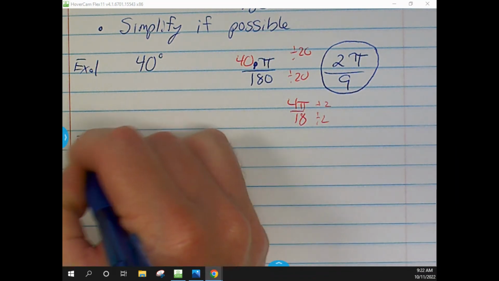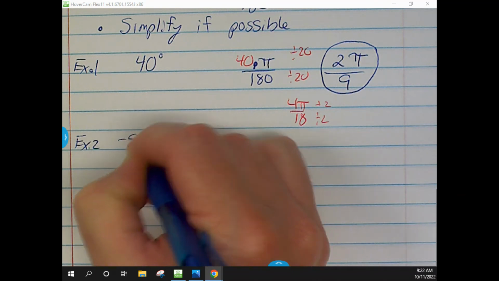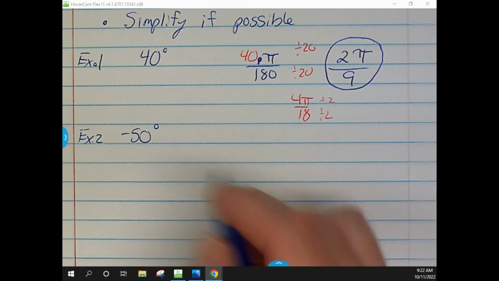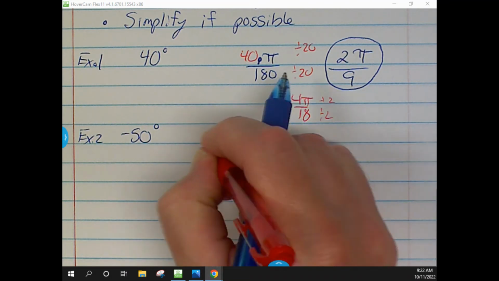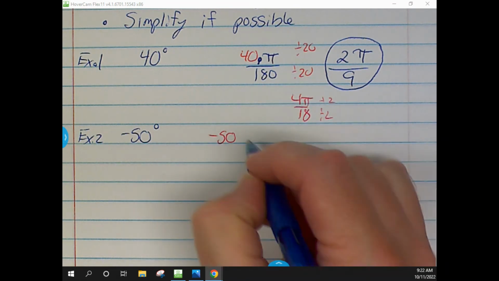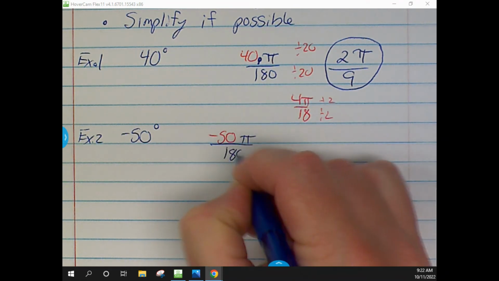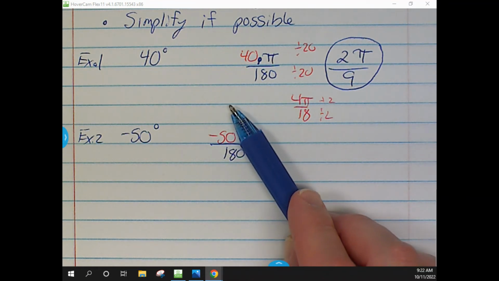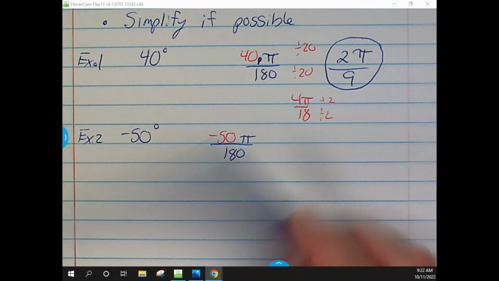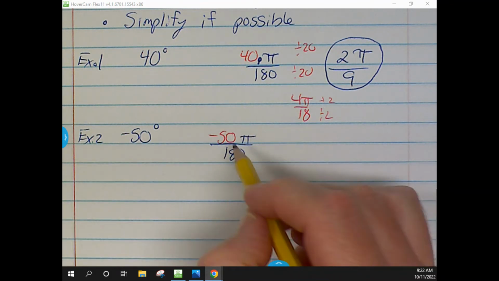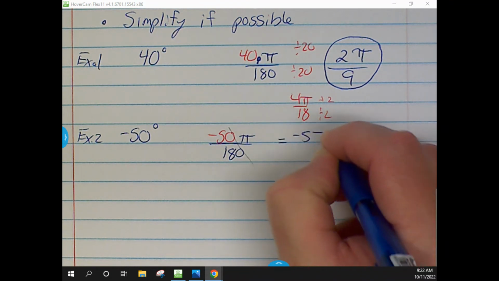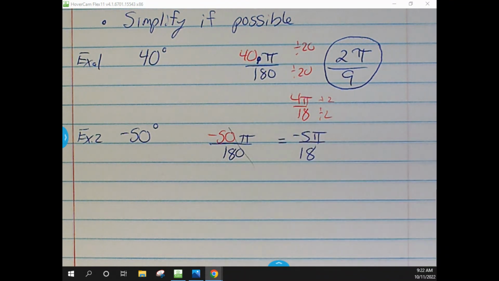And usually somebody says, what if it's negative? Well, don't be scared of it. I know we're coming from Halloween, but don't be scared of negative numbers. So it's negative 50 degrees. It's just negative 50 and then pi over 180. And again, really all you're doing is ignoring the pi for a minute. If it's 50 over 180, the obvious choice to me is always just go back and cancel out your zeros. And that would make it negative 5 pi over 18.